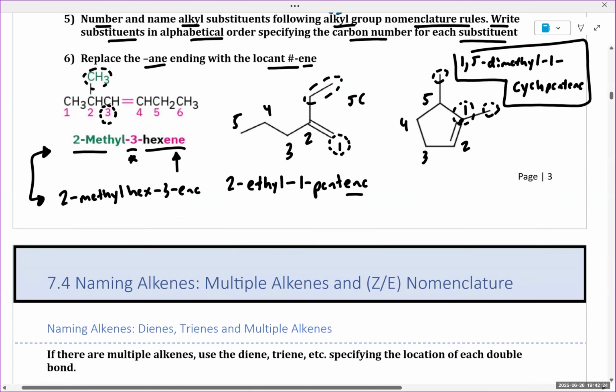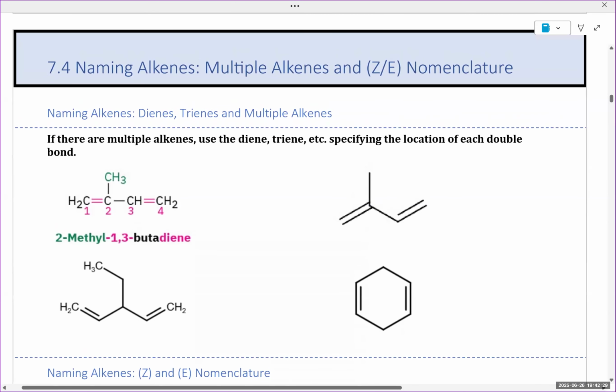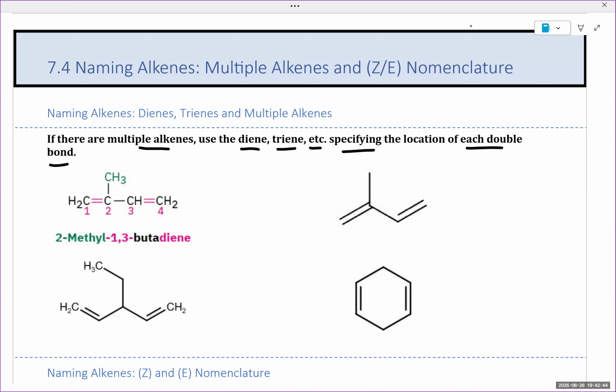Okay, so let's talk now about what happens when we try to name alkenes when there are multiple alkenes and when the alkenes have stereochemistry. So if there are multiple alkenes, you'll use diene, triene, etc., and you'll specify the location of each double bond. For example, this diene would be named as 2-methyl-1,3-butadiene, noticing that the first double bond starts at carbon 1, the second double bond starts at carbon 3.